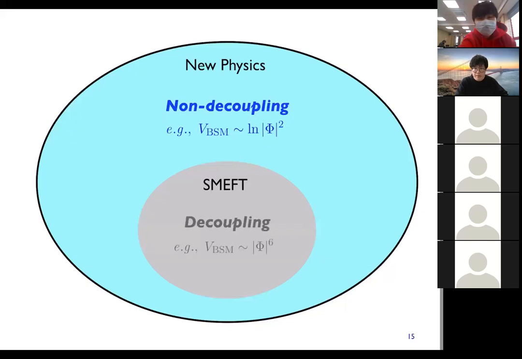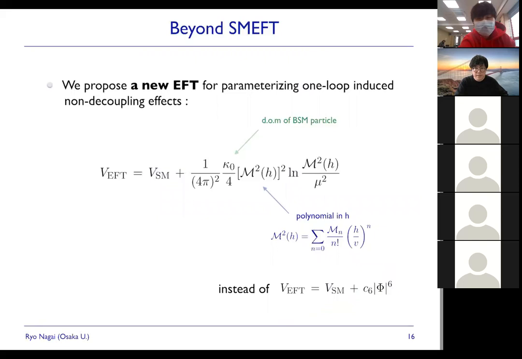Okay, next, let us discuss what is the most systematic EFT formalism for non-decoupling BSM physics. In our work, we propose that the BSM effect should be described by the following form instead of a polynomial in the standard model field. This is our proposal. Here, we only focus on the Higgs potential part just for simplicity, but we have discussed the other part too in our paper. So if you're interested in the other part, please look at my paper or let us discuss later. I will mention it if time allows.